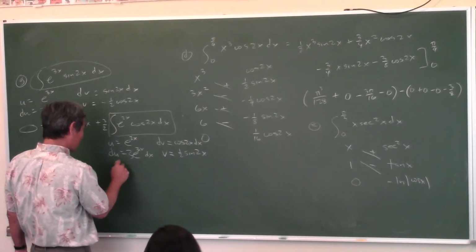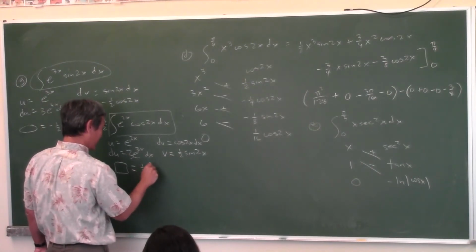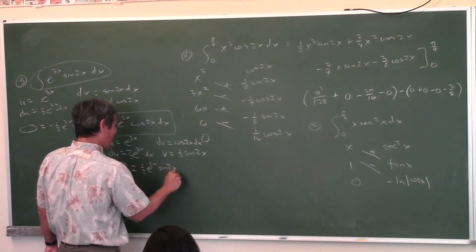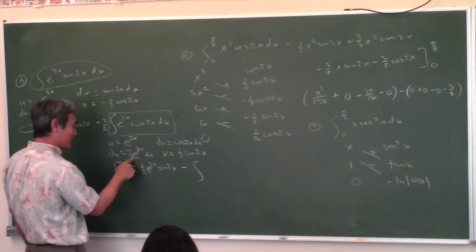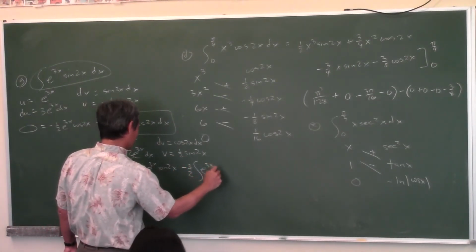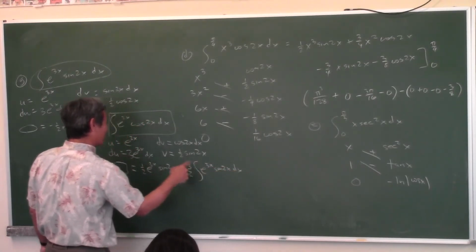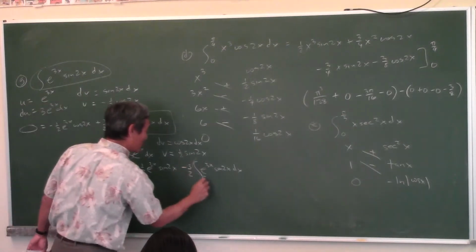Okay, so box is equal to uv minus the integral of v times du, so I'm going to throw the constant on the outside, e to the 3x sine 2x dx. But notice that that's just the original integral, which is oval.